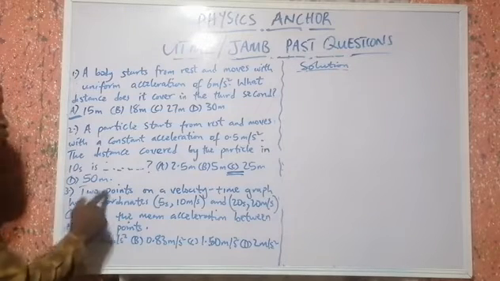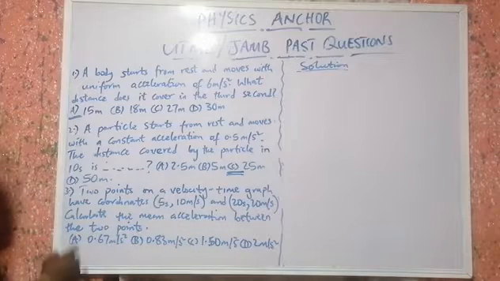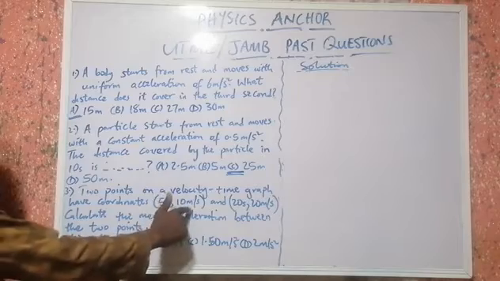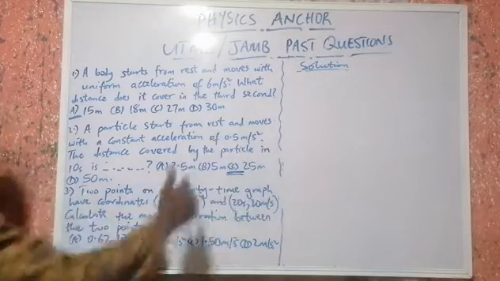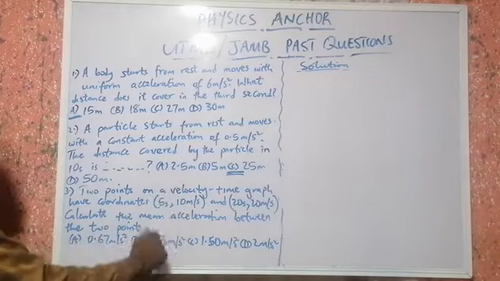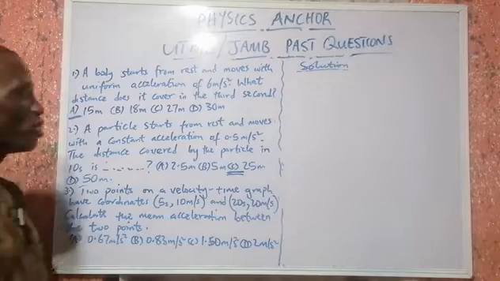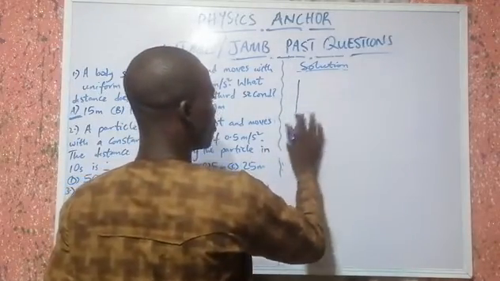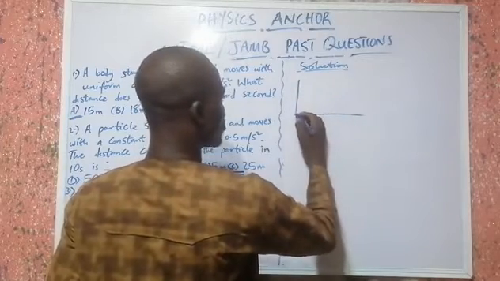Number 3. Two points on a velocity time graph have coordinates 5 seconds, 10 meter per second, and 20 seconds, 20 meter per second. Calculate the mean acceleration between the 2 points. So you should be familiar with a velocity time graph. This is what they just gave us. This is how it looks.